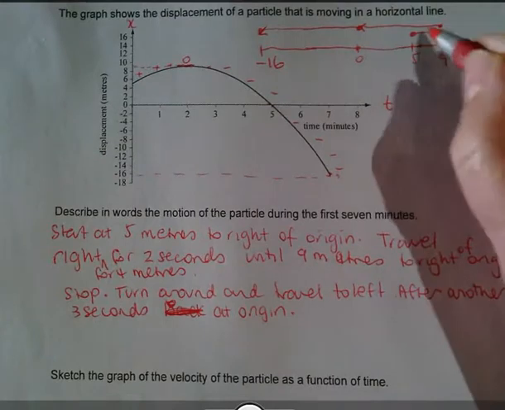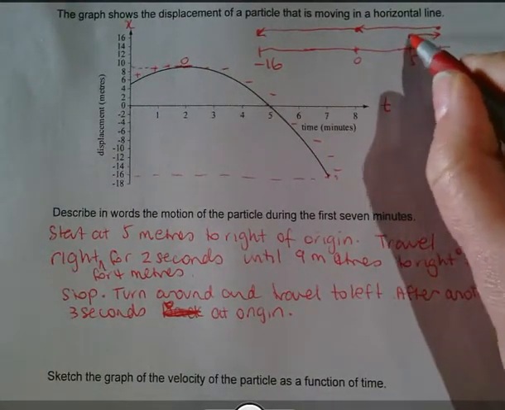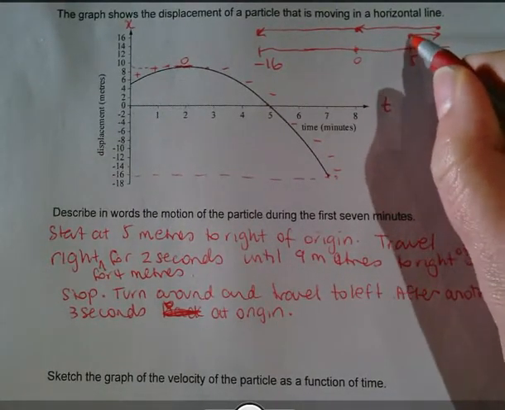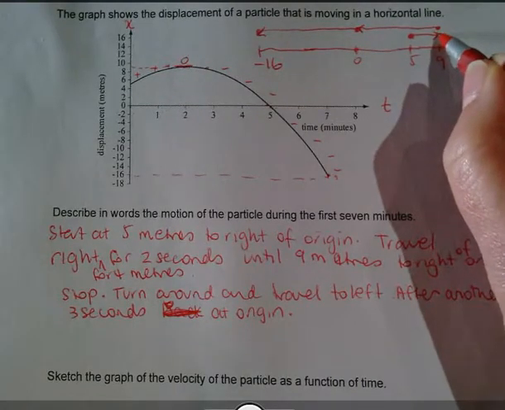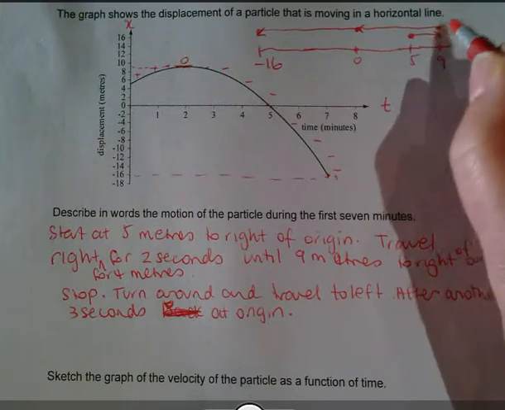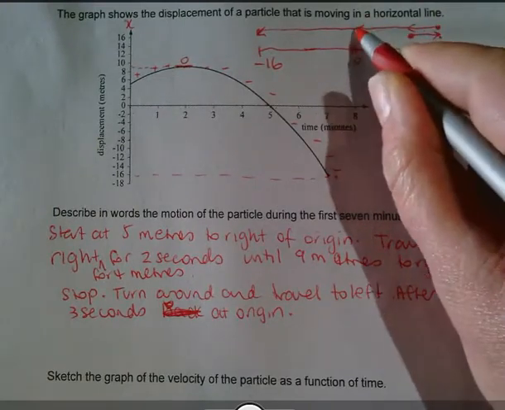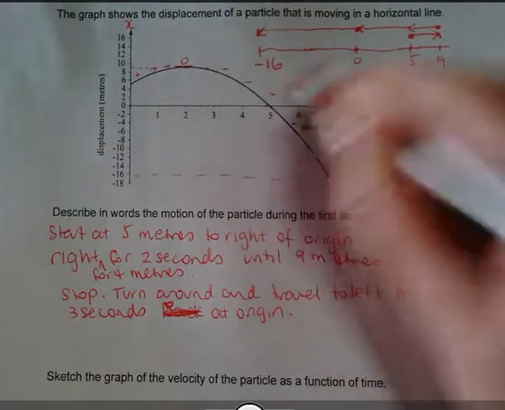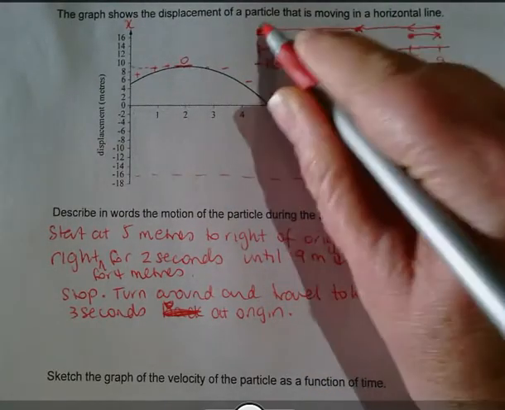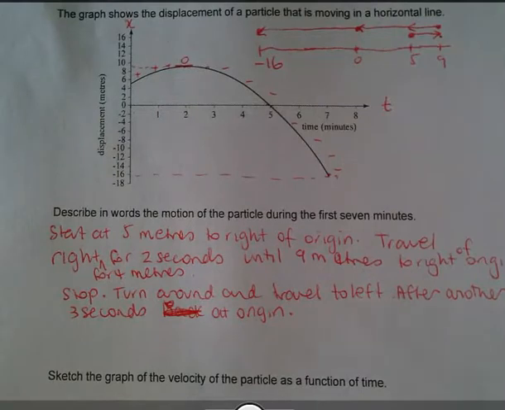Okay, so you've basically started at x is 5 meters to the right of the origin, you've moved 4 meters to the right, and that took you 2 seconds, and then you stopped and you turned around, and then you traveled to the left, and it took you another 3 seconds to get back to the origin, and then it took you another 2 seconds to end up 16 meters left of the origin.